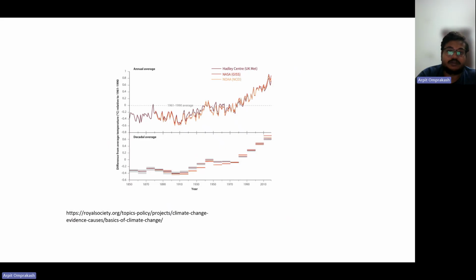Then what we have here is again the temperature, how the temperature has been increasing all across the globe because of climate change.